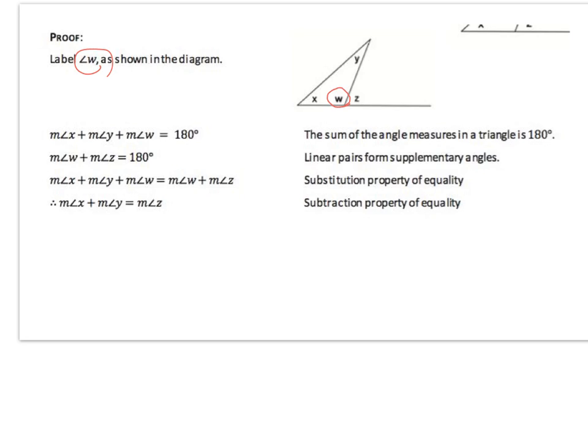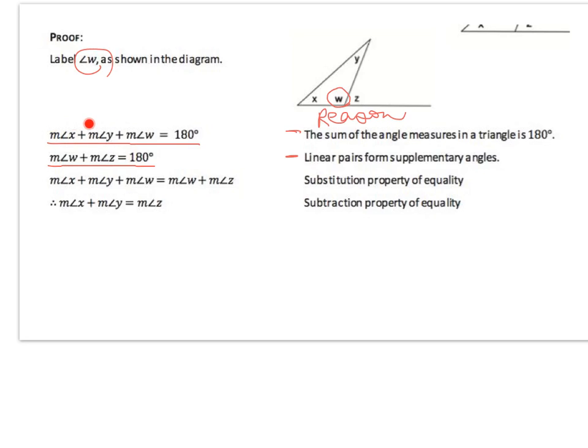The first thing that we know is the measure of angle X plus the measure of angle Y plus the measure of angle W equals 180 degrees. And our reason is the sum of the angle measures in a triangle is 180 degrees. The other thing that we know is the measure of angle W plus the measure of angle Z equals 180 degrees. Our reason is linear pairs form supplementary angles. Okay, then we can do some substitution.